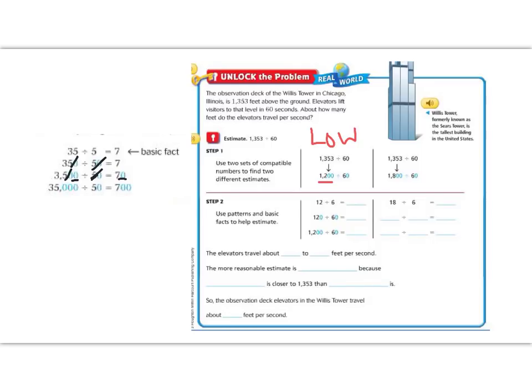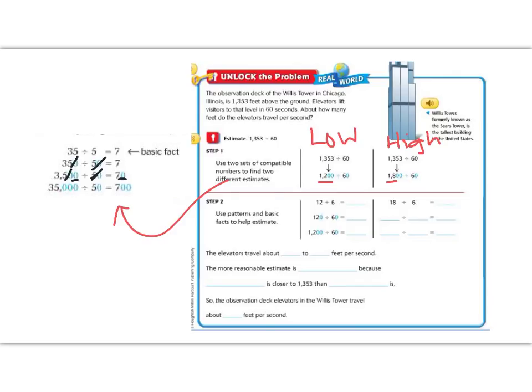If we think of the next highest multiple of 6, it's 18. So here for our high estimate, we're going to round 1,353 to 1,800, which is a big round, but again, the reason we picked it is because we know that 6 goes into 18. Now we can use our basic fact pattern that we went over to begin with to find an estimate. So we're going to start with our low estimate first.